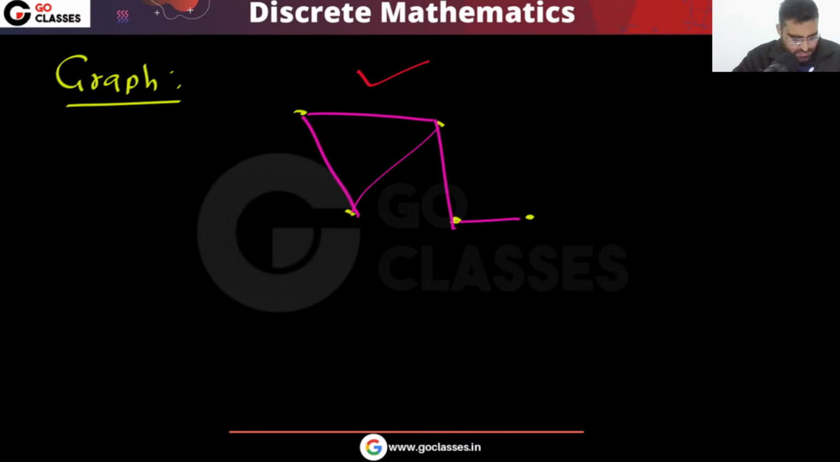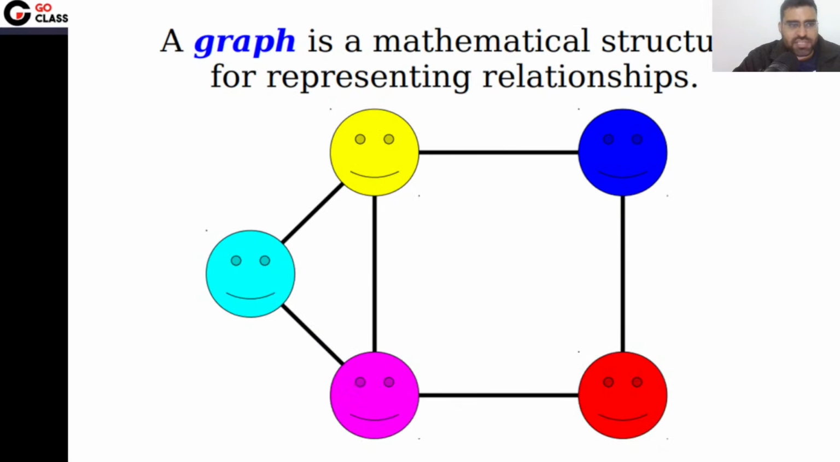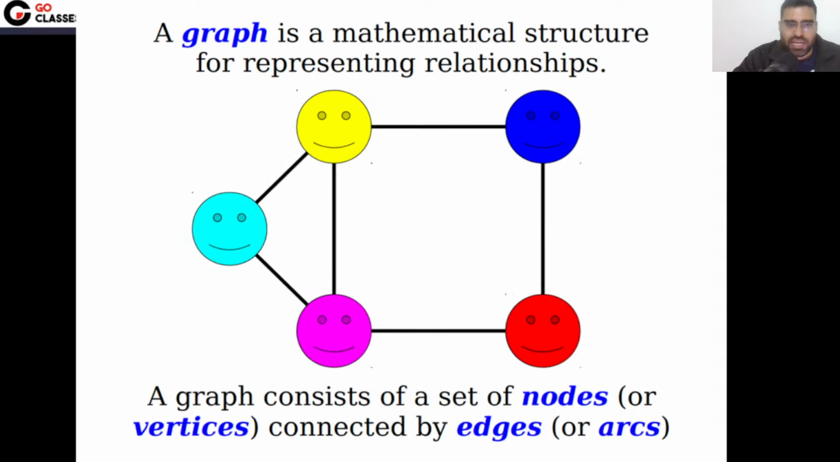Now let's see the next: graph definition. The graph definition is very simple. A graph is a mathematical structure in which we represent relationships between objects. Basically, some set of vertices, like these are the nodes. For example, this is a node, and this is an edge, this is a link. So a graph is basically some set of vertices, and these are connected by edges. This is your definition of graph.